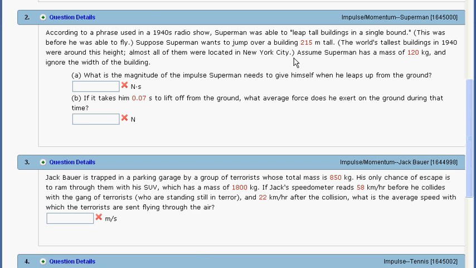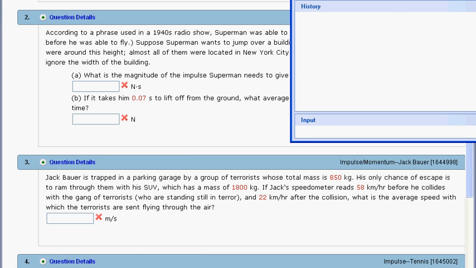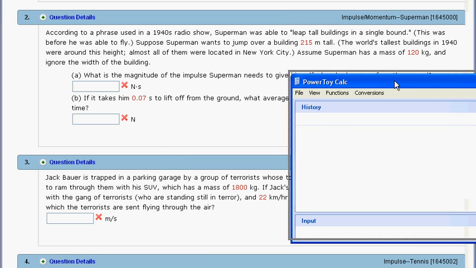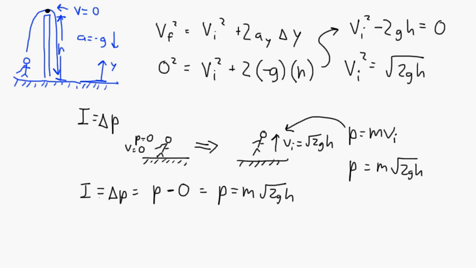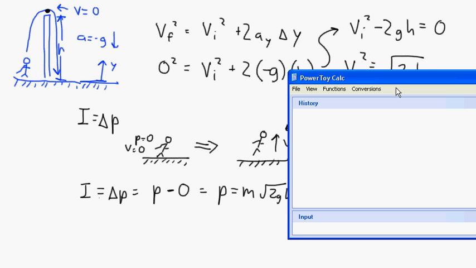So for my numbers, let's plug them in. Superman has a mass of 120 kilograms, and the building is 215 meters tall. So let me get out my handy-dandy calculator here. 215 meters, 120 kilograms. 120 kilograms is like 260, no, wait a minute, 254. Something like, no, 260 pounds. Yeah, Superman's a heavy guy.